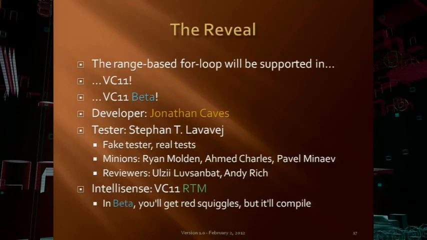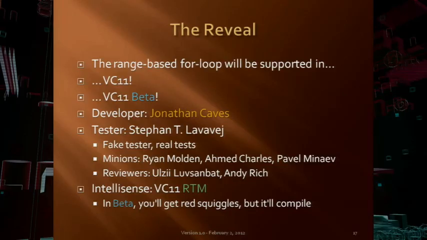Now, you might be expecting that since it's the holidays, I'm just going to give you features left and right, but I can't give you everything. One of the things that will not be supported in beta is IntelliSense. If you're trying to write the range-based for loop in the IDE in VC11 beta, you're going to get red squiggles. It's going to say, I don't know what you're writing. What is this colon doing here? That's because the IntelliSense front end is different than the compiler front end.